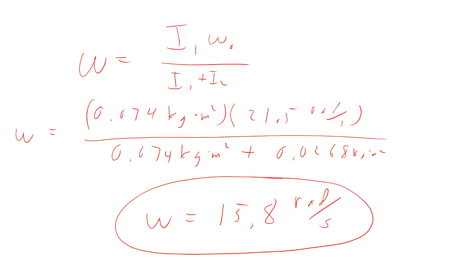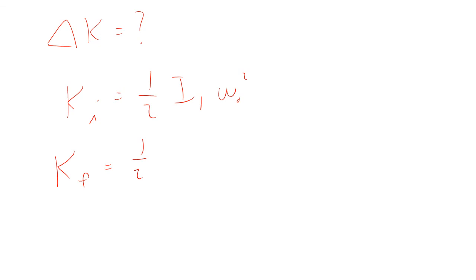Now we could go one step further and ask what was the change in kinetic energy. The initial kinetic energy would be 1/2 I1 omega naught squared, and the final kinetic energy is going to be 1/2 I1 plus I2 times omega squared. You can do the calculations yourself, and what you'll find is there's a net loss of kinetic energy, just like there was in an inelastic collision. In fact, what we're dealing with here is a perfectly inelastic rotational collision.